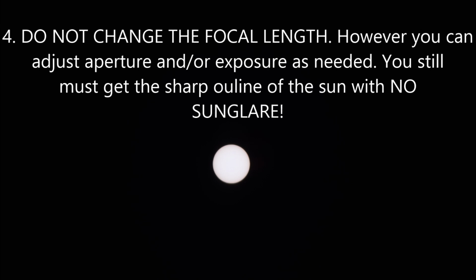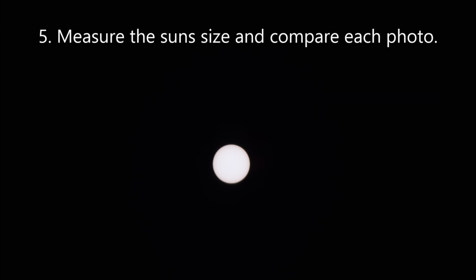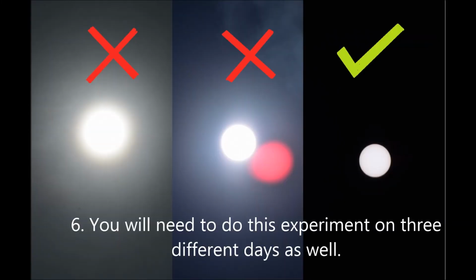However, you can adjust the aperture exposure as needed. You still must get the sharp outline of the sun with no sun glare. No exceptions. Number 5, when you're done taking the photos, measure the sun size and compare each photo and see if there is a major difference in size. Number 6, you will need to record this and do this experiment on 3 different days as well.